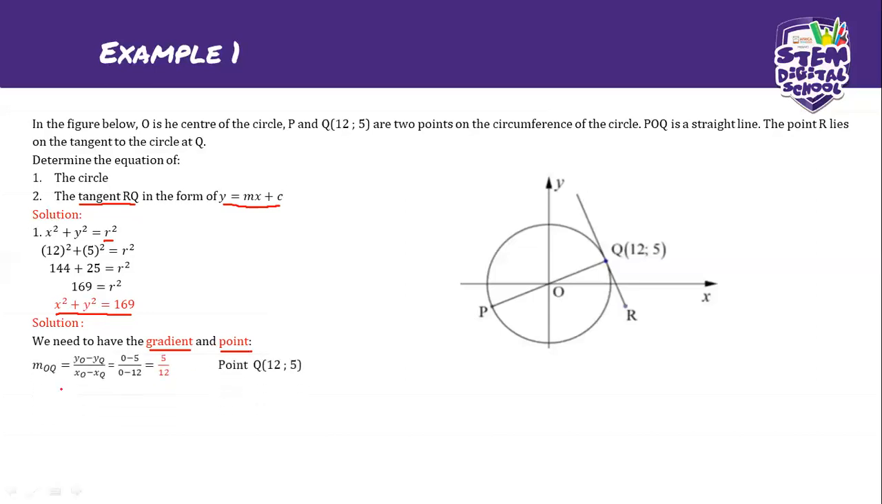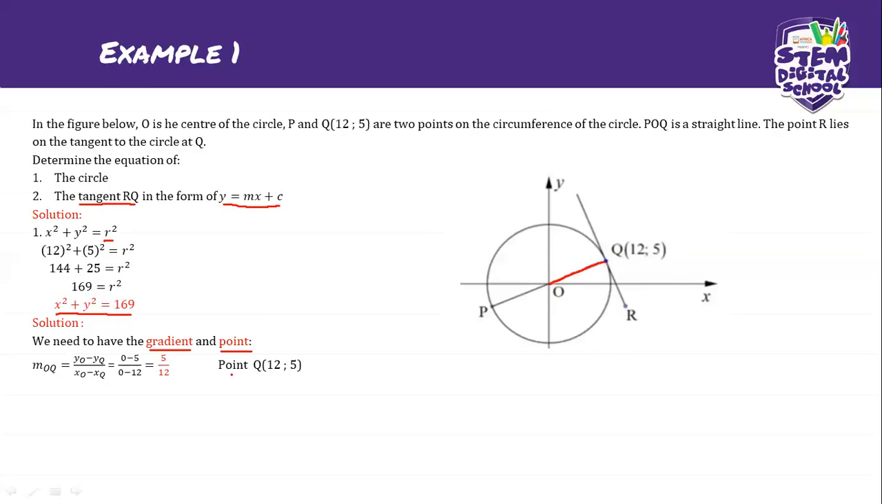Now, the first step, we have calculated the gradient of OQ. Where is OQ? This is OQ. This line here. We have calculated the gradient of this line. Why? Because we are having 2 points. Remember that you can only calculate the gradient if you have 2 points. We have the coordinate of O here, which is 0:0, and the coordinate of Q, which is 12:5, right?